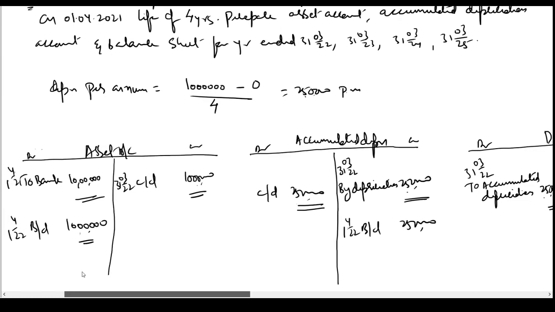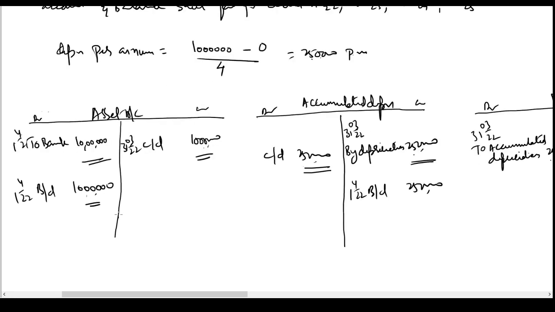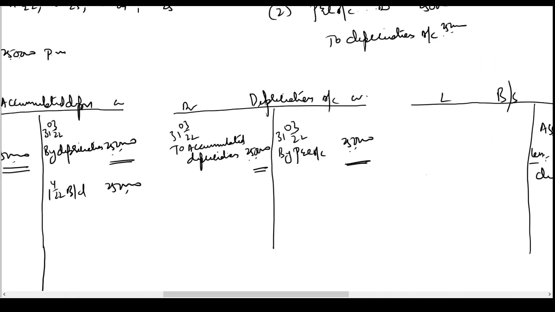Let us do one more year. Again, on 31st March 23, at the end of the second year, we have to again provide for depreciation for the second year. So 31st March 23, again for the estimated loss, I pass the entry depreciation account debtor to accumulated depreciation.